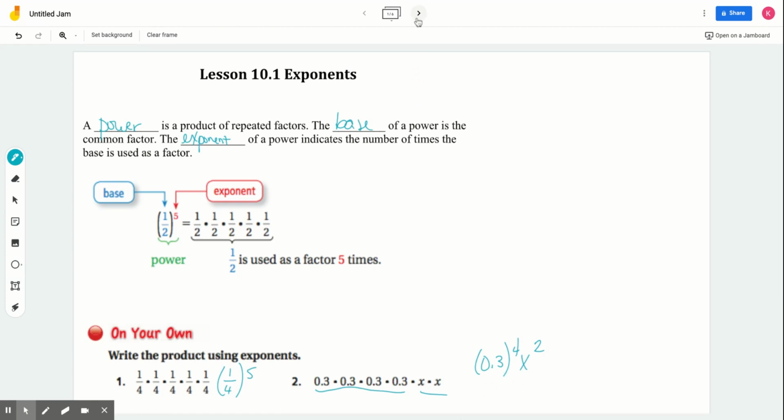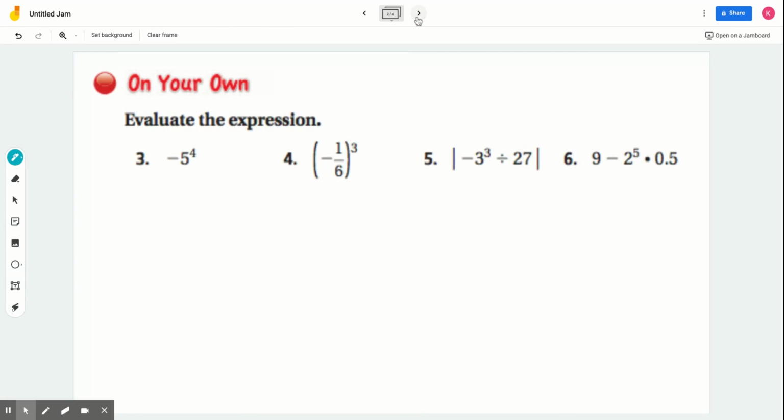Now let's take a look at a few more. Here we're going to evaluate or solve the expression, simplify it. So here, -5 to the 4th. When the negative is not in a parenthesis with the base, this means the negative of 5 to the 4th power. So a negative of whatever our answer is here.